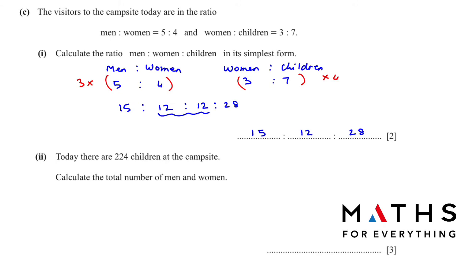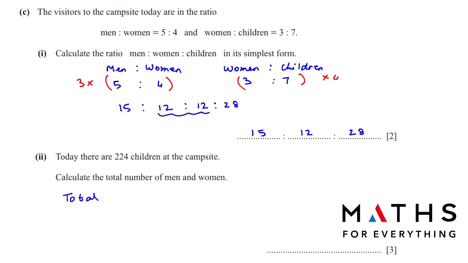The next part. Today there are 224 children at the campsite. Calculate the total number of men and women. For this question, we need to understand we do not have the total number of people.